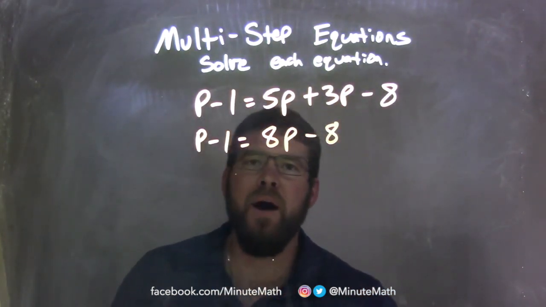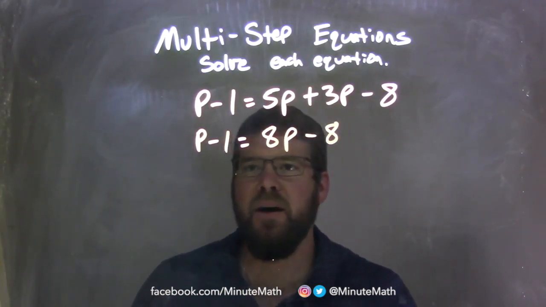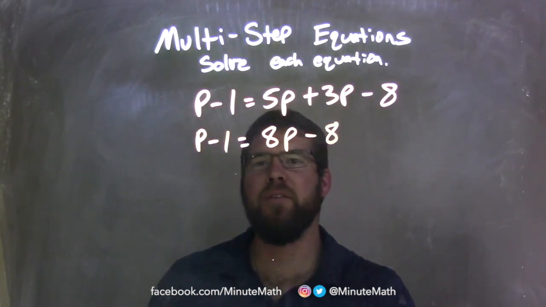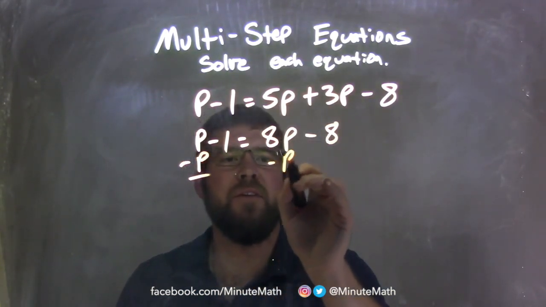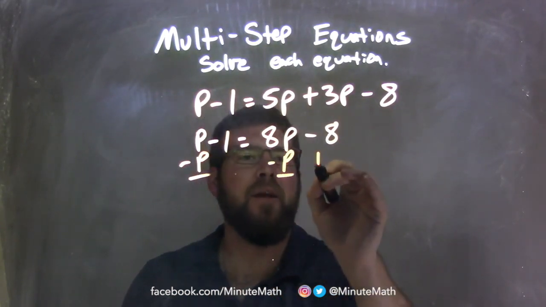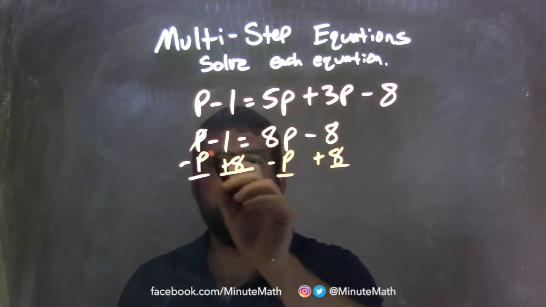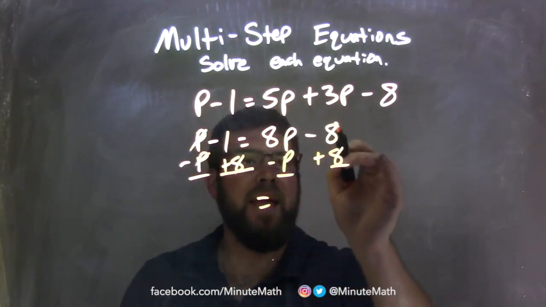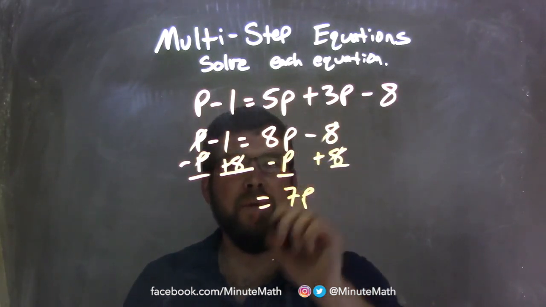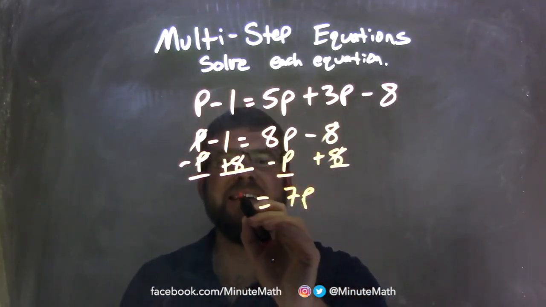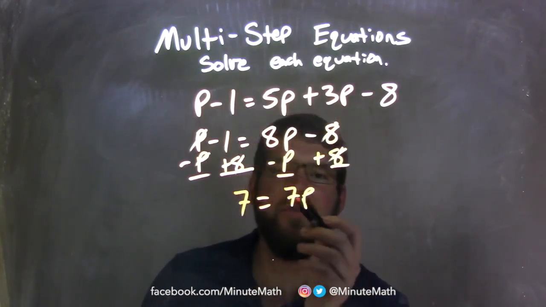So now I'm going to bring all my terms together. Well, in this case, because I like to keep everything positive, it's up to you, I'm actually going to subtract the p from both sides because this p is less than this p, and then I'm going to add an 8 to both sides. That cancels out these p's here, and the 8's over here. 8p minus 1p is 7p. Remember, that's a 1p. And negative 1 plus 8 is a positive 7. So now we have 7 equals 7p.